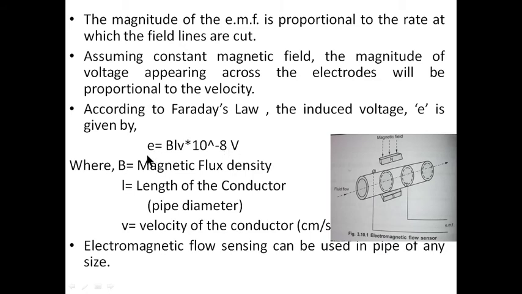Here this EMF can be measured, the magnetic flux density is known, and the length of conductor is known. Using all this, only the velocity V is not known. So by putting all these values in, we can calculate the velocity of the fluid, and we can use these electromagnetic flow sensors to measure the velocity of fluid.